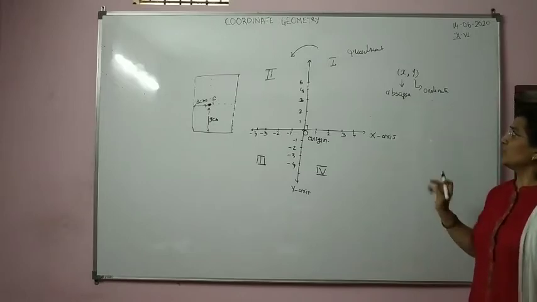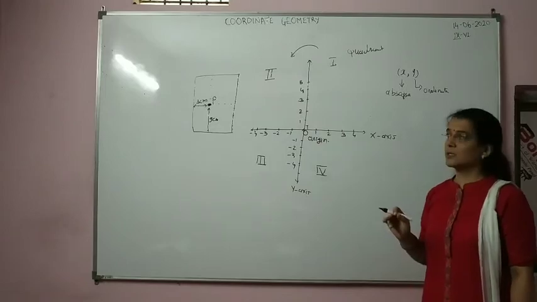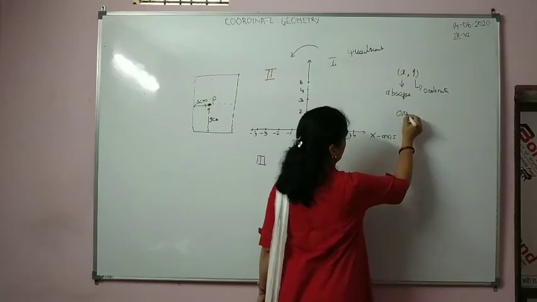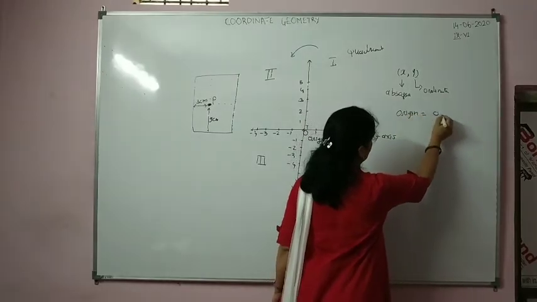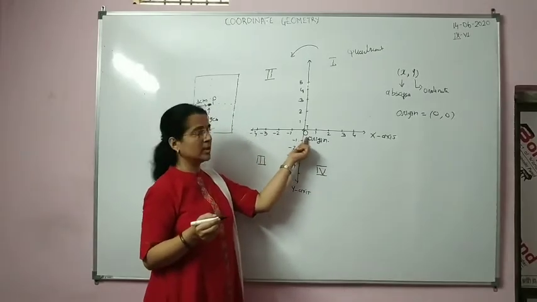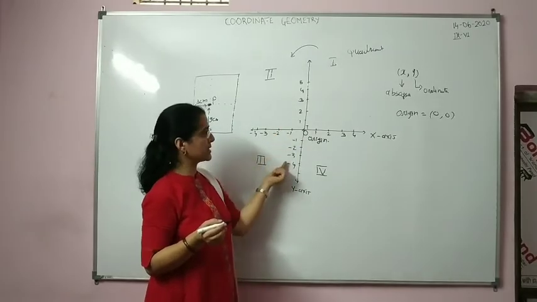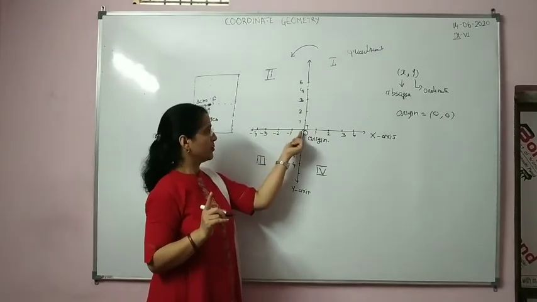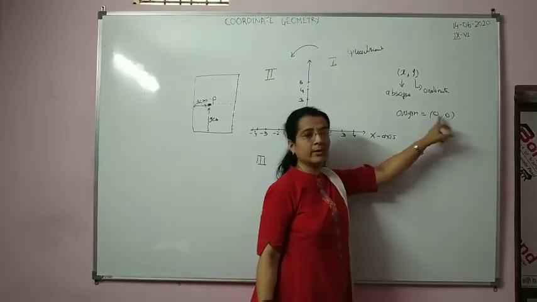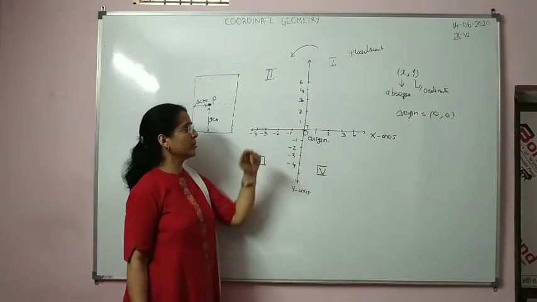Now, if you locate any point in a plane, I can take the point in any of the quadrants or on the axis. This is the origin. So the coordinates of the origin equal 0, 0. What does 0, 0 mean? This origin point O lies on the x-axis and also on the y-axis. Both lines intersect each other at only one point, and the common point is only 0, 0. It means the x coordinate is 0 and the y coordinate is also 0. So this is the position of the origin.